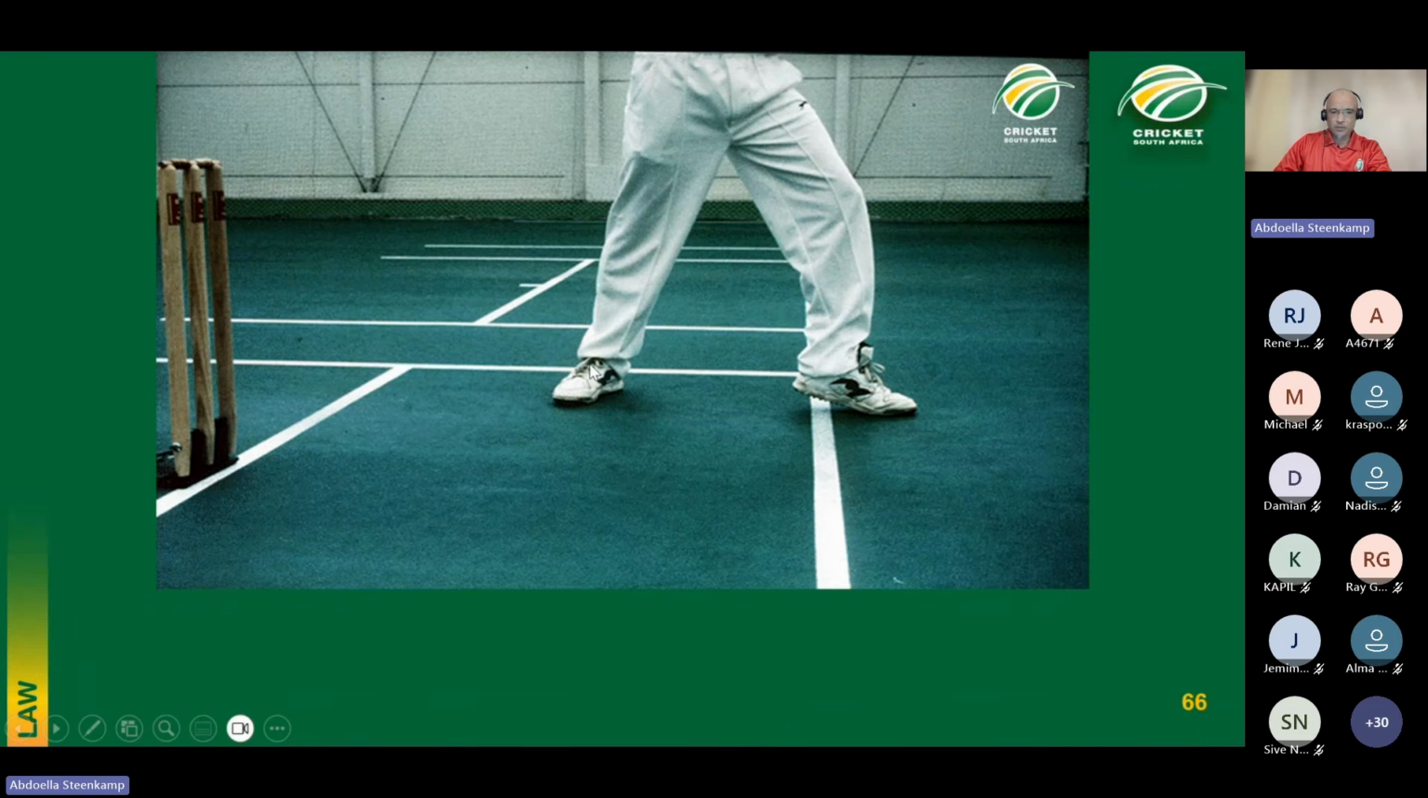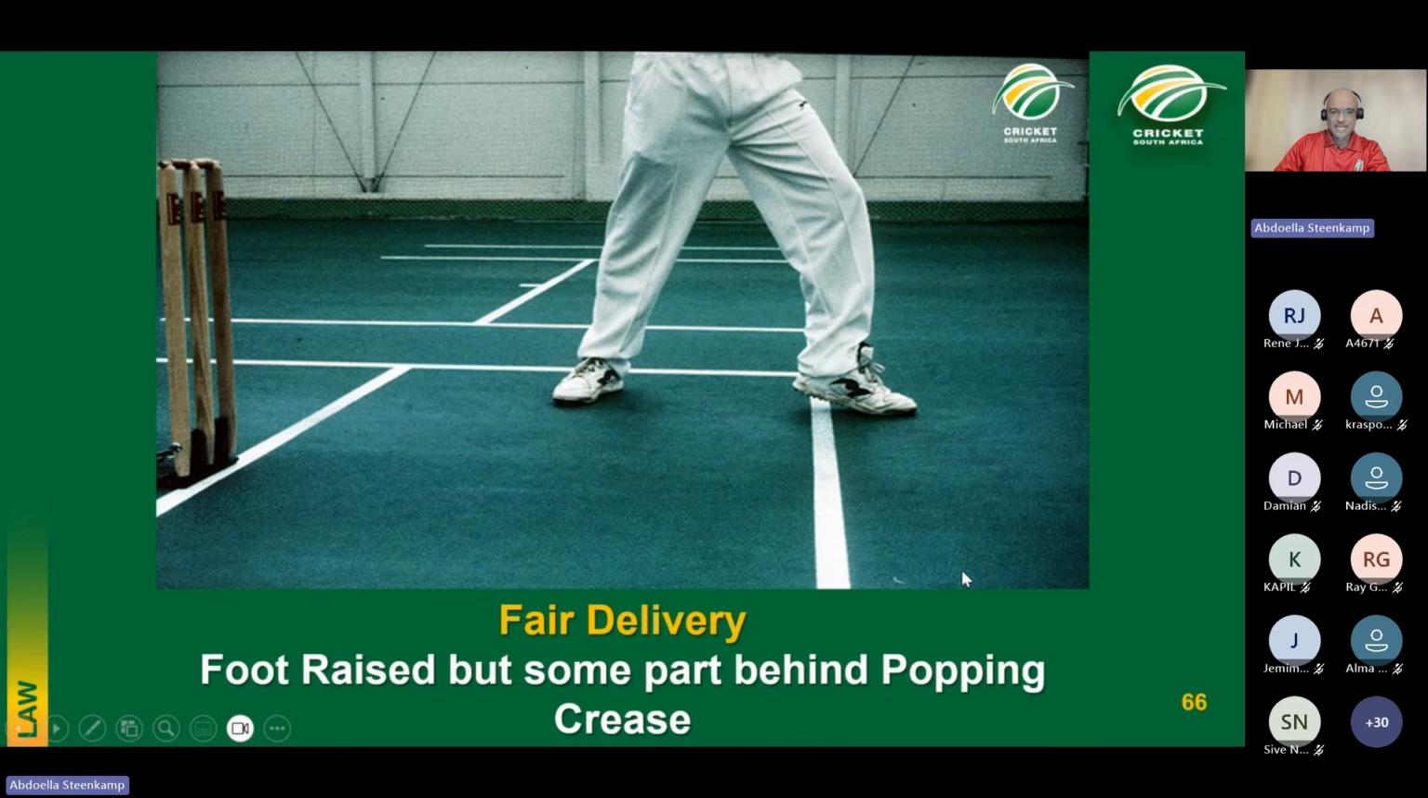Back foot we're happy with, not touching the return crease. Front foot: the front foot in this pic is raised, but the law allows for a front foot to be raised. Is part of the front foot, whether grounded or raised, behind the back edge of the popping crease? Yes, there is. Fair delivery.